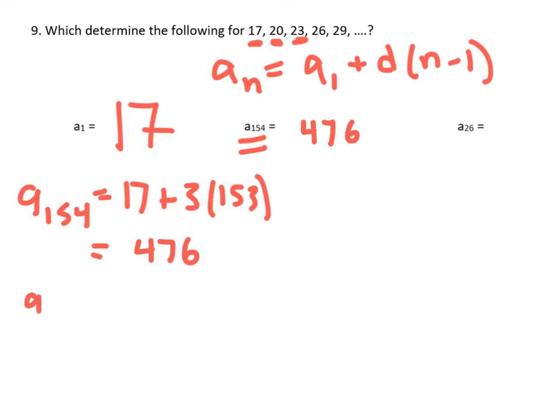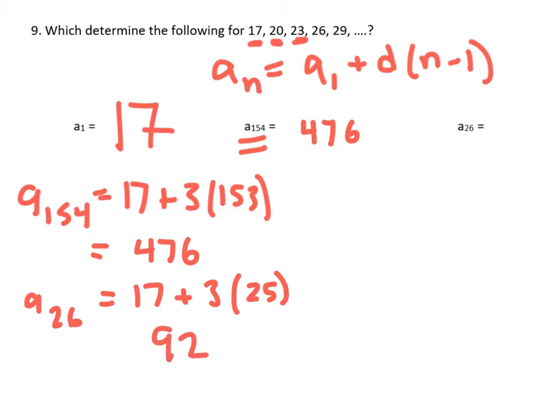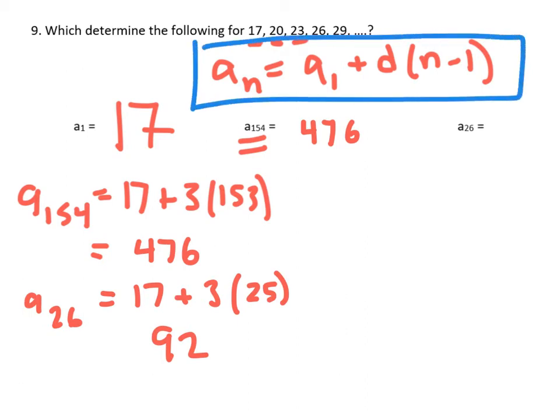Same thing, if we wanted to know what's in the 26th spot, we would do the first term, the common difference, and then 26 minus 1 is 25, so 75, 85, 92, I believe, is our answer there. So the key to this, of course, is this formula, which will be provided on the quiz.